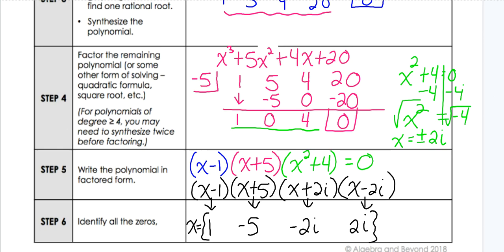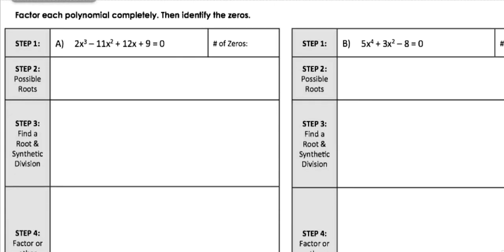So those are the 6 steps that we're going to use to find all the zeros, real and complex, for any polynomial we come across. We're going to look at 2 more examples here, just to help us practice. So again, we're going to go through those same steps, and they're written there for us again.